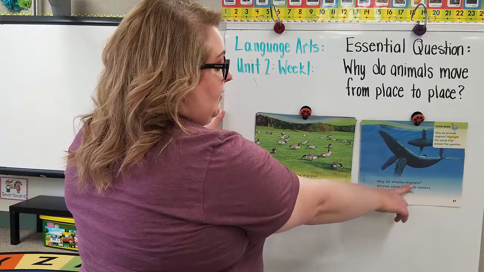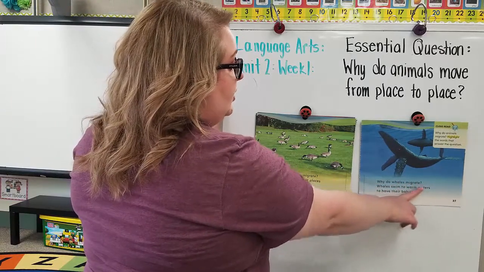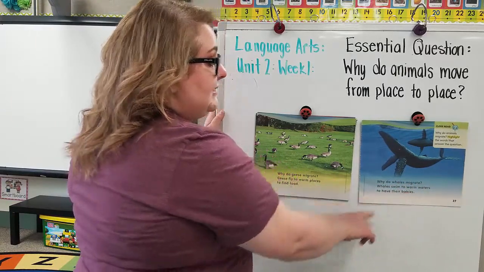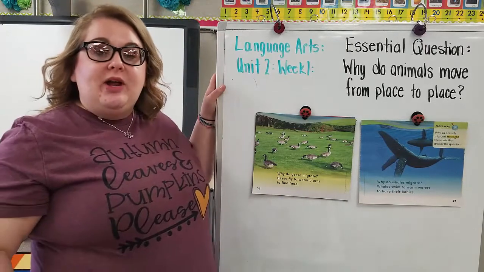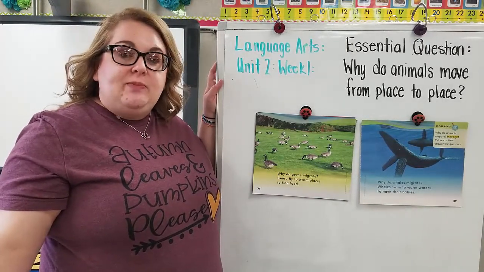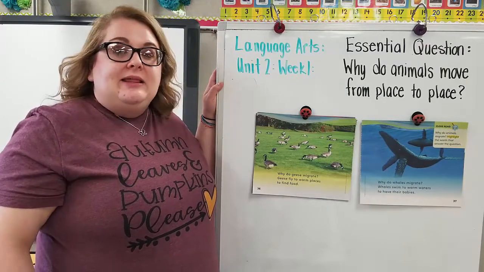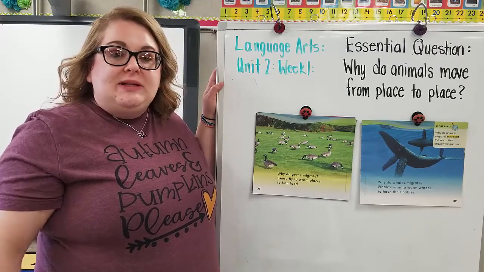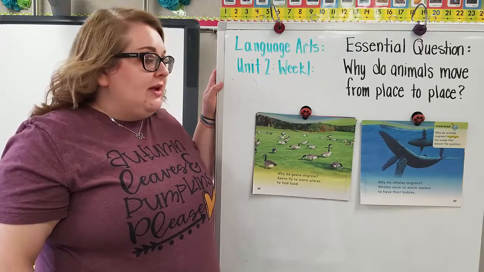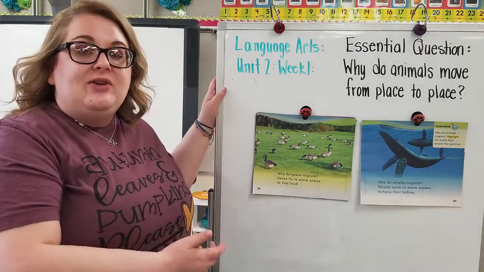Why do whales migrate? Whales swim to warm waters to have their babies. Okay, so when whales are migrating, they want to have a warm place for their new baby, right? Babies need to stay warm and cozy by their mamas, right? They can't be in cold water. Nobody wants to have a cold baby, so they get to the warmer water so that way they're nice and warm.